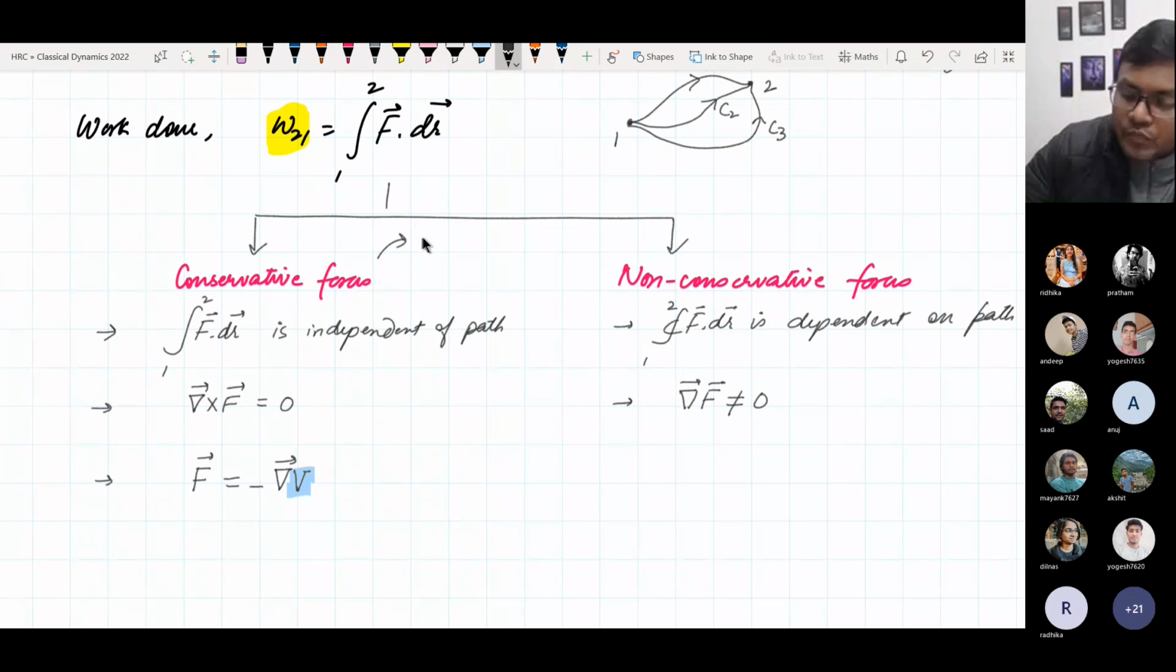Gravitational force. Gravitational force, okay. Electrostatic force, spring force. Electrostatic force, very good. And spring force. In fact, any kind of central force or a constant force, they are all conservative forces. Okay. Non-conservative forces, any example?